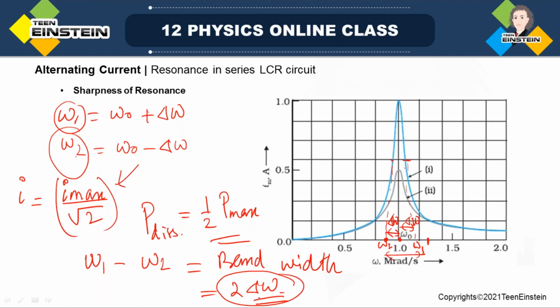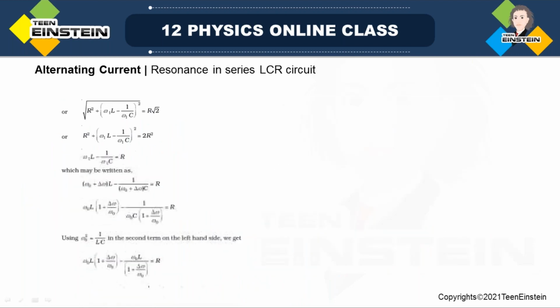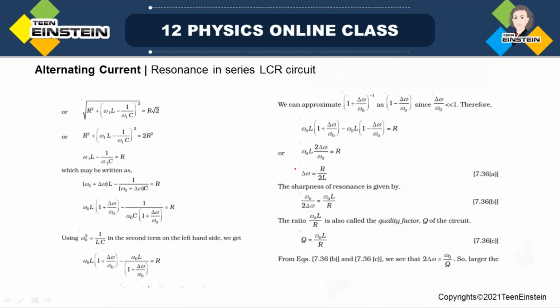Now if you do a little bit of mathematical formulation, which is given in your NCERT textbook, very carefully, you will eventually arrive at the value of delta omega. Our attempt is to find out delta omega, and we know omega 0. So we have to find the sharpness of resonance, omega 0 by 2 delta omega. This is the mathematical measure of sharpness of resonance.